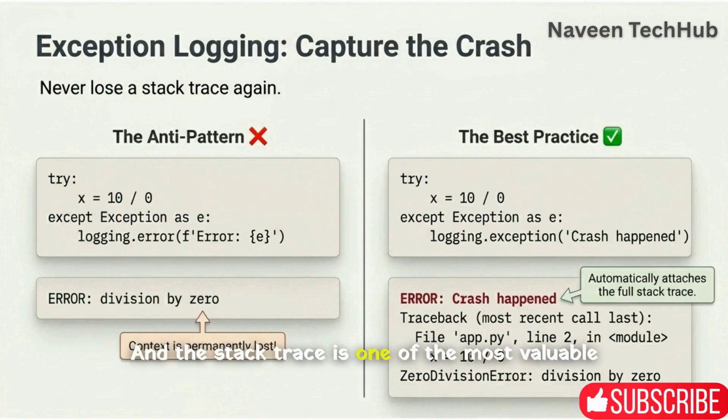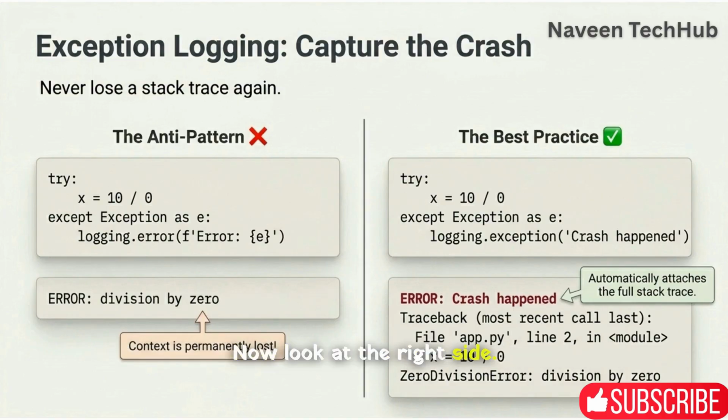And the stack trace is one of the most valuable pieces of debugging information. Without it, developers don't know where exactly the crash happened, which file caused it, which line failed, or what execution path led to the error. This creates massive debugging pain in production systems, especially in AI workflows, backend APIs, microservices, automation pipelines, and distributed systems.